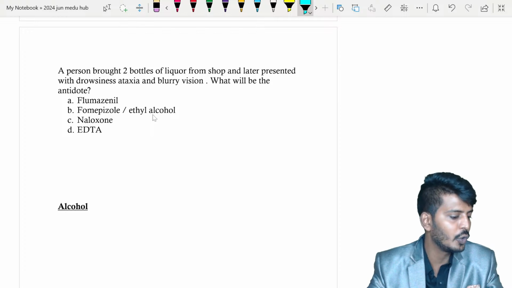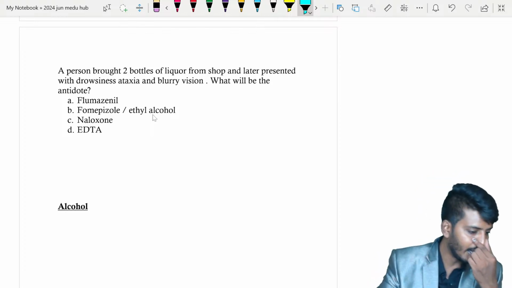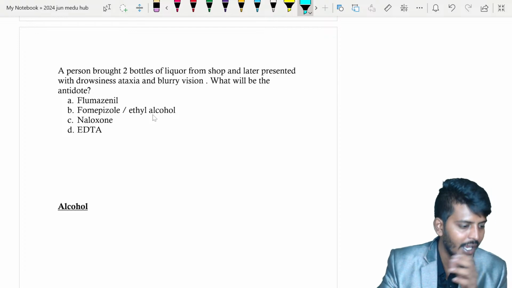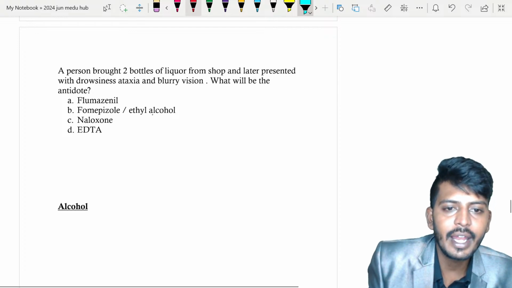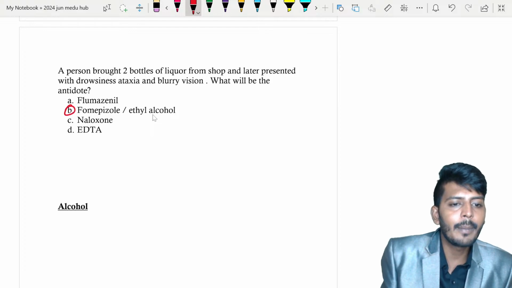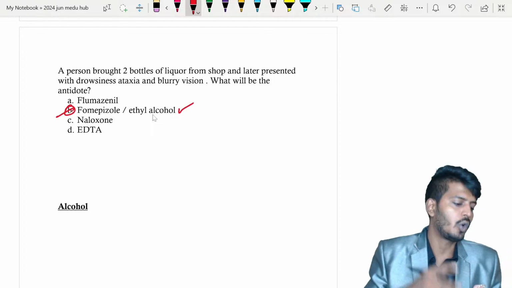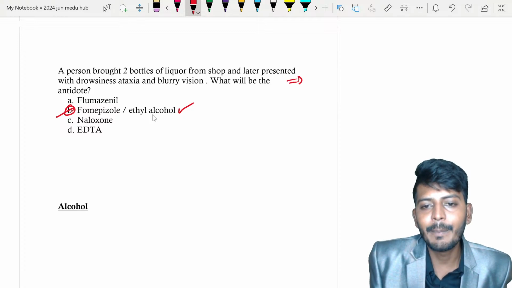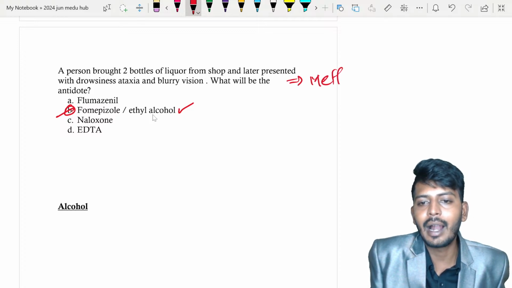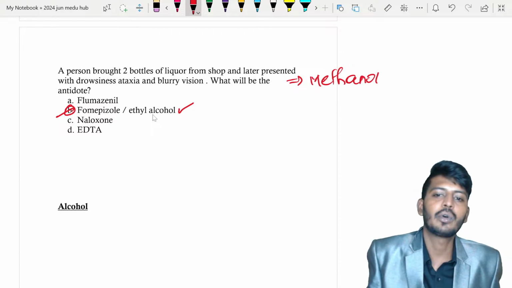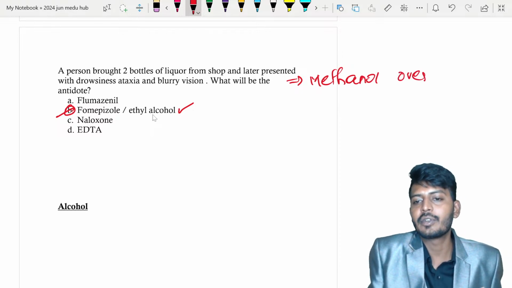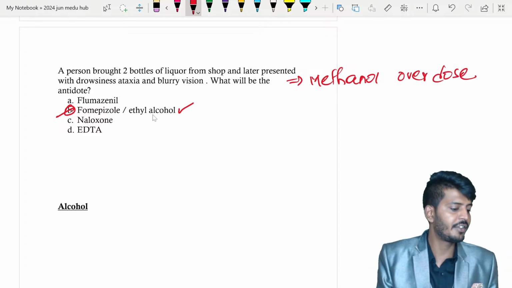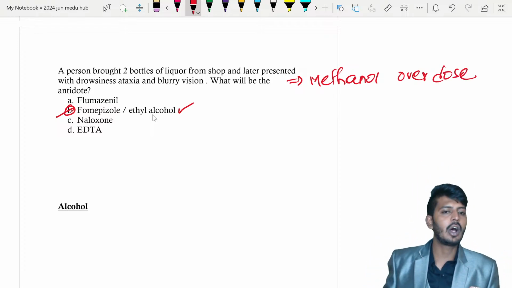I don't want any of you to make the mistake. First tell me. Okay, the answer is B. Yes, you people are absolutely correct. The answer is fomepizole or ethyl alcohol, and this is a case of methanol overdose, meaning adulterated alcohol. There should be no confusion. It is a case of methanol overdose.